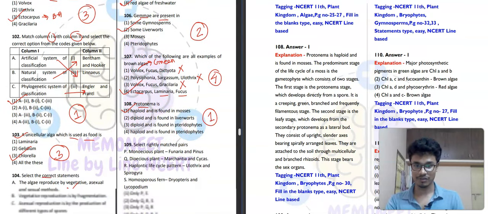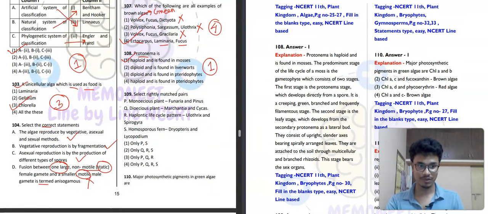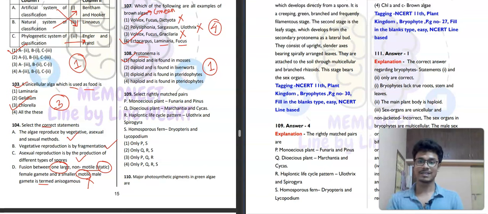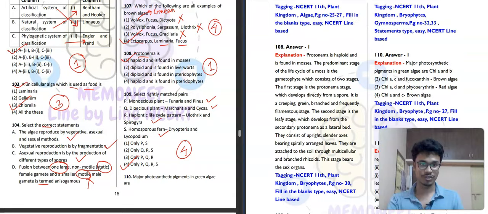So moving towards the next question, 109. It is saying that select the rightly matched pair. Monoecious plant, Funaria and Pinus, dioecious plant, Marchantia and Cycas. So monoecious plant, Funaria and Pinus is absolutely correct. Dioecious plant, Marchantia and Cycas is absolutely correct. And then haplontic life cycle pattern, Ulothrix and Asparagus is also correct. Homosporous ferns, Dryopteris and Lycopodium is also correct. Another, heterosporous, Salvinia. So here P, Q, R are all correct. So the fourth option will be our correct answer for this question.